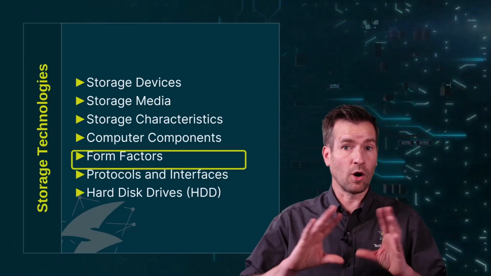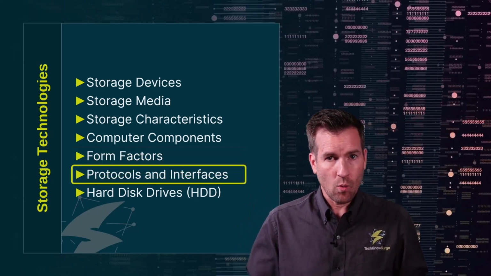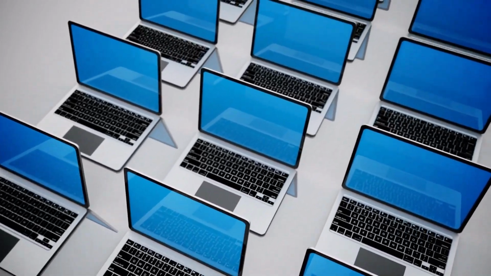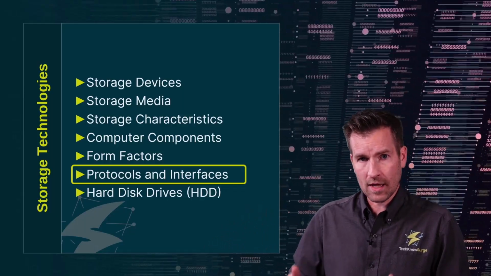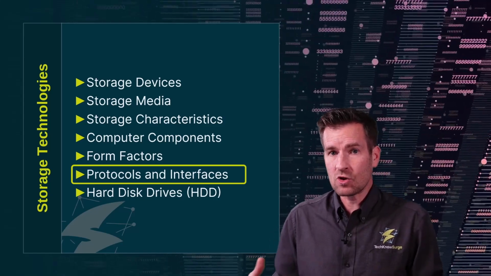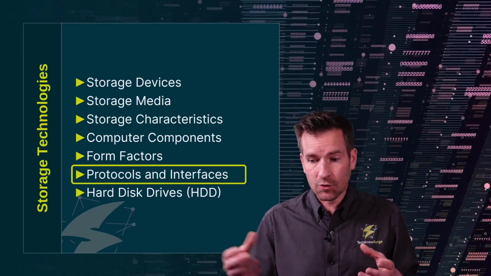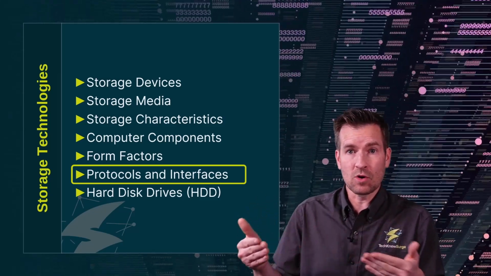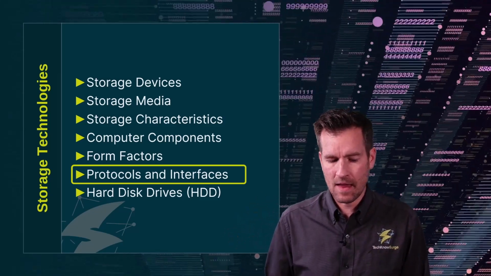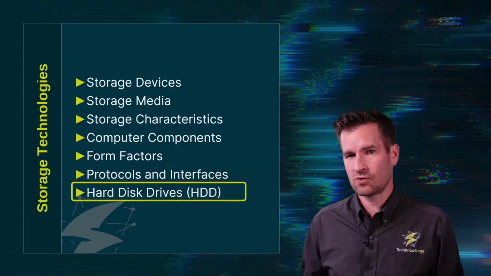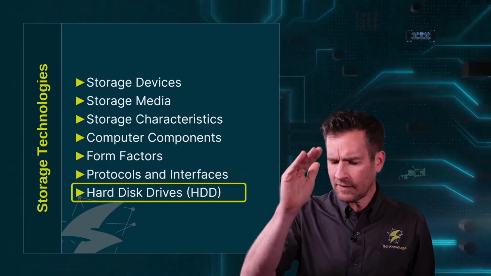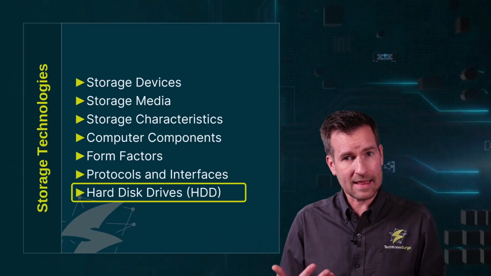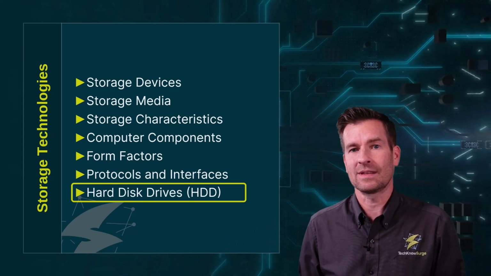Then we'll get into protocols and interfaces. What those devices need to do is communicate with your hardware, with your computer, with your motherboard. We do that through these interfaces and through protocols, certain ways that we actually set up the communication between these devices. Then we'll get into hard disk drives and start summing up everything we talked about, from the media to characteristics and components, and we'll apply them to a hard disk drive and see what that looks like.